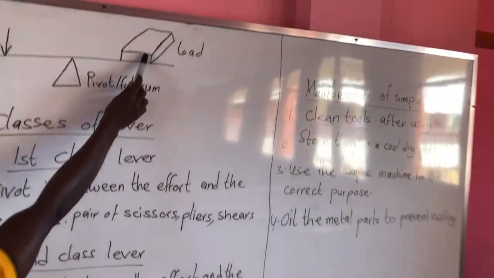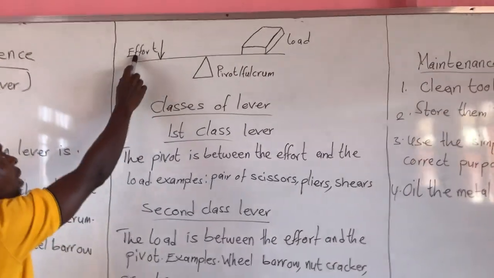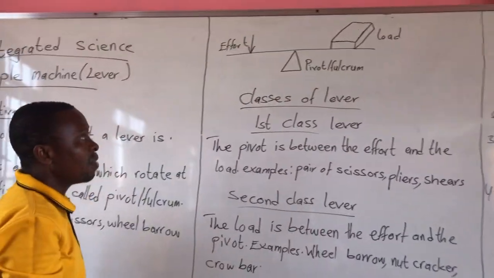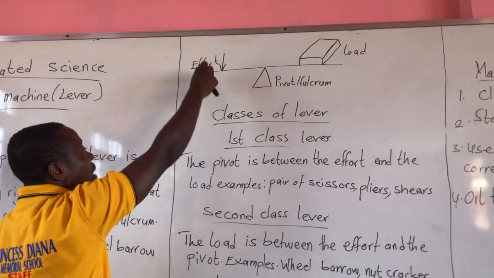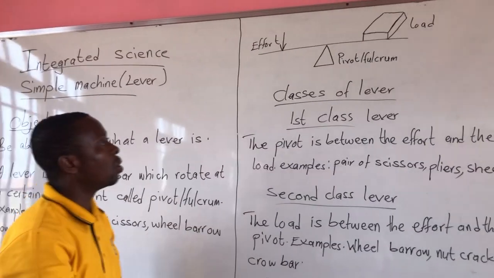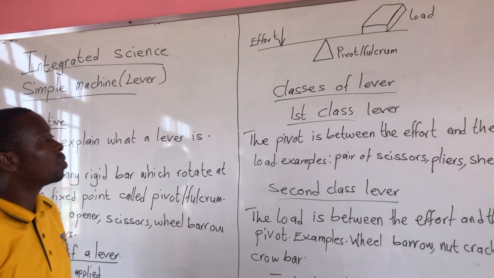So when we come here, we can see that this is the load. This is the pivot, where it turns. And where the force is applied is the effort. So looking at the arrow, you can see that the arrow is telling us that force is being applied over there. Okay, very good.